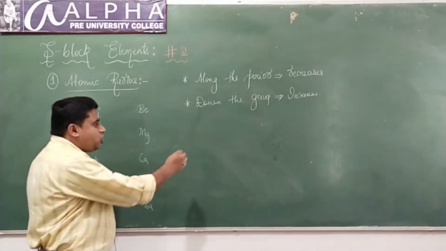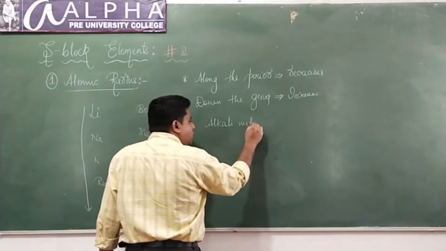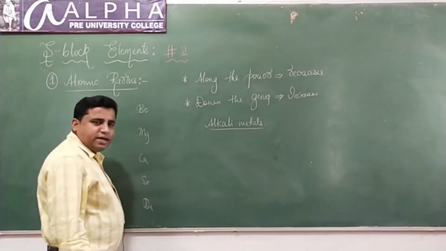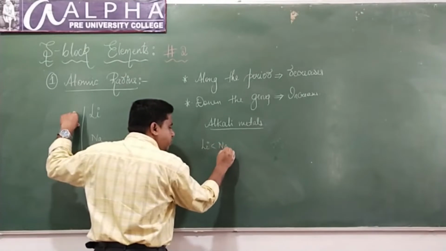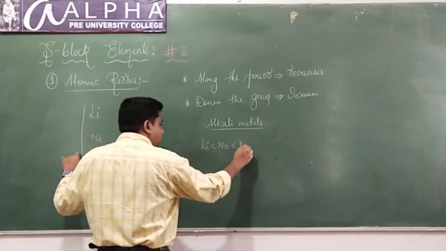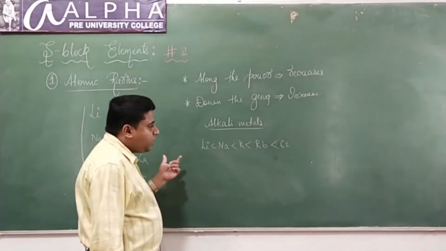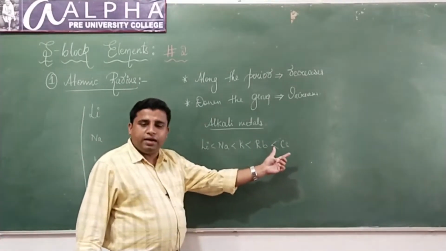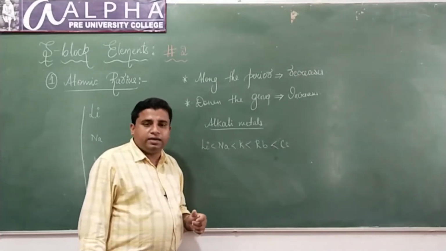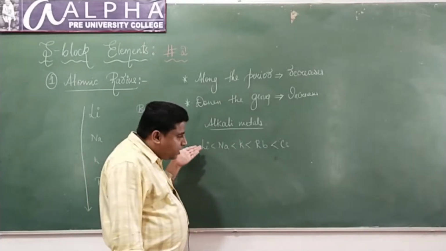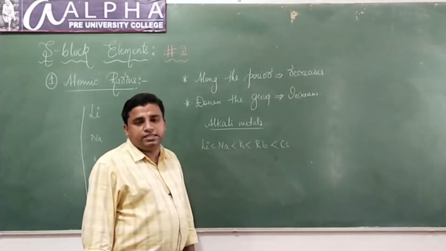Is that correct? So if I talk about alkali metals, look at the variation of atomic radius. Lithium is smaller than sodium, sodium is smaller than potassium, potassium is smaller than rubidium, rubidium is smaller than cesium. So now I can say cesium is going to be the big element among the alkali metals and lithium will be the small element among the alkali metals. So there is an increase in atomic radius down the group from lithium to cesium, no doubt in it.